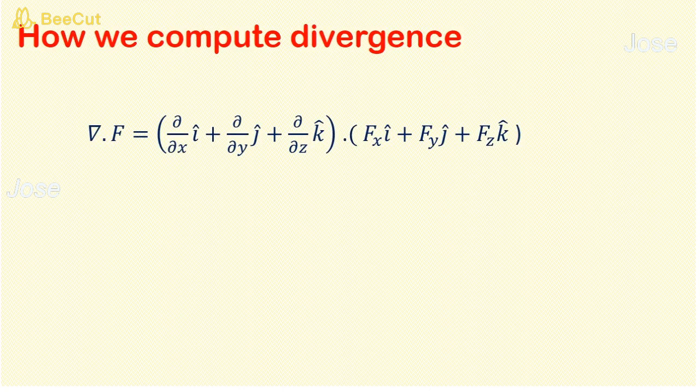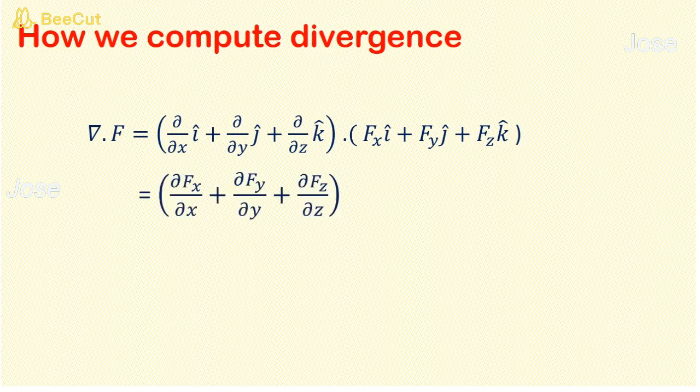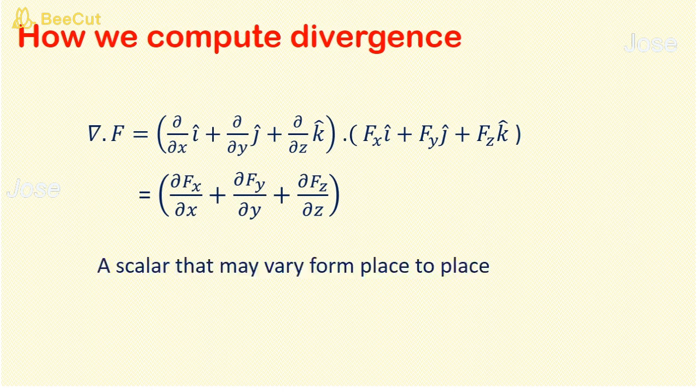How to compute divergence? Divergence of a vector field is given by del dot F, where the del operator is given by ∂/∂x i plus ∂/∂y j plus ∂/∂z k, and the vector F is given by Fx i plus Fy j plus Fz k. So when you take the dot product, we get ∂/∂x of Fx plus ∂/∂y of Fy plus ∂/∂z of Fz. Divergence is a scalar quantity and may vary from place to place.